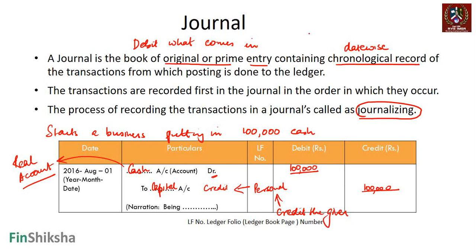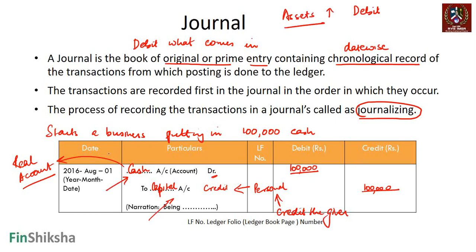Also, remember, we said assets going up is a debit. Just remember this. Once you remember assets going up is a debit, then everything else is a credit on the other side straight away, right? That's a simple way to record a journal entry. That's a very simple journal entry where capital account gets credited and cash account gets debited. There are more pointers to remember in this journal.